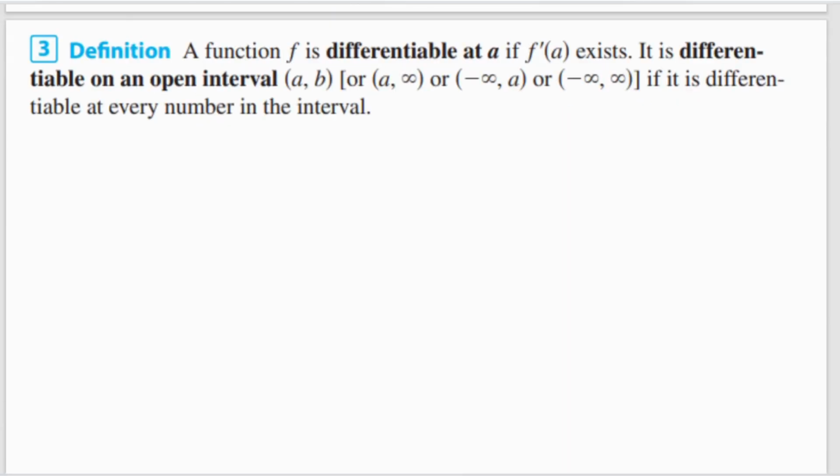Okay, here we have a definition. It says that a function f is differentiable at a point a if the derivative at that point exists, and it is differentiable on an open interval a to b, or a to infinity, or minus infinity to a, or for the whole interval minus infinity to infinity, if it is differentiable at every number in that interval.